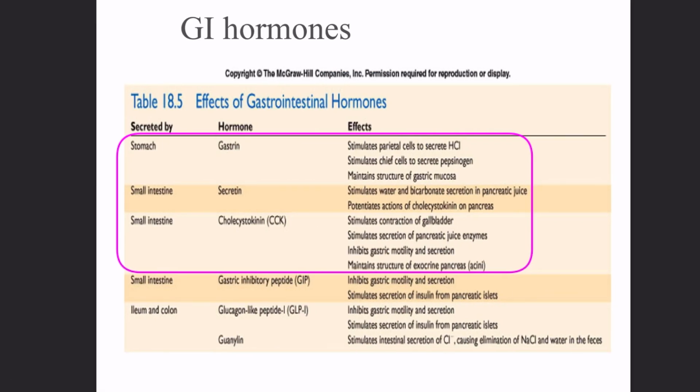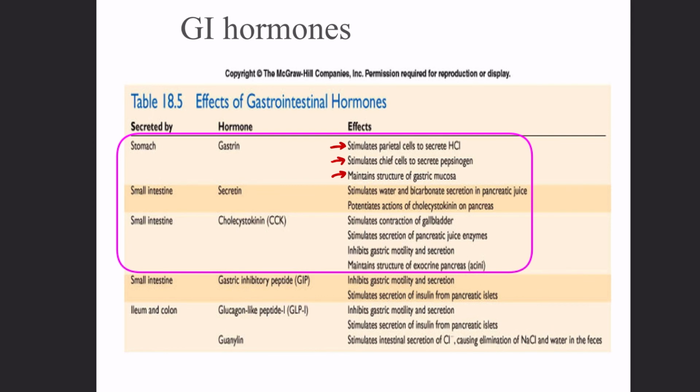We have hormones of the GI tract, and we're just going to focus on these three major ones. One secreted by the stomach, by G cells, is going to stimulate the release of hydrochloric acid by parietal cells. It can stimulate the secretion of pepsinogen to digest protein by chief cells in its inactive form. And it also allows for maintenance of the mucosa layer of our stomach. So that's the job of the hormone gastrin.